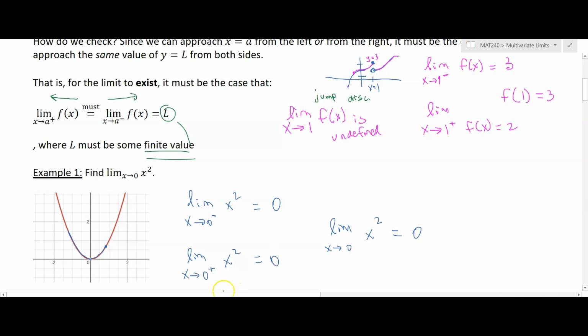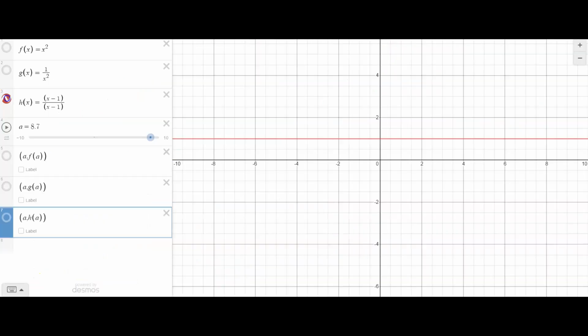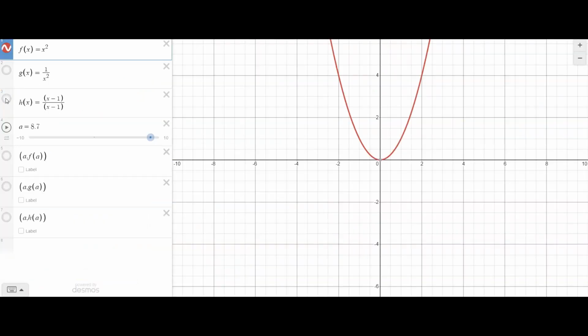We can also simulate this. Let's take a look at a Desmos graph. Here's the graph of y equals x squared, or f of x equals x squared. There's my point 0, 0. So in fact, the function is defined at that point. I need to be able to trace that curve from either the left or the right and be able to achieve the same limit coming from both directions.